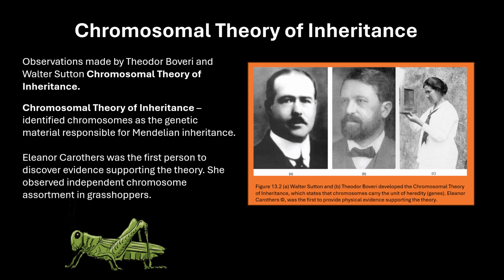10 years after the chromosomal theory of inheritance was proposed by Boveri and Sutton, Eleanor Carruthers observed independent chromosome assortment in grasshoppers, officially discovering physical evidence that supports chromosomal theory of inheritance. So once again, chromosomal theory of inheritance identifies chromosomes as the genetic material that's responsible for Mendelian inheritance, the process of passing down genetic material.